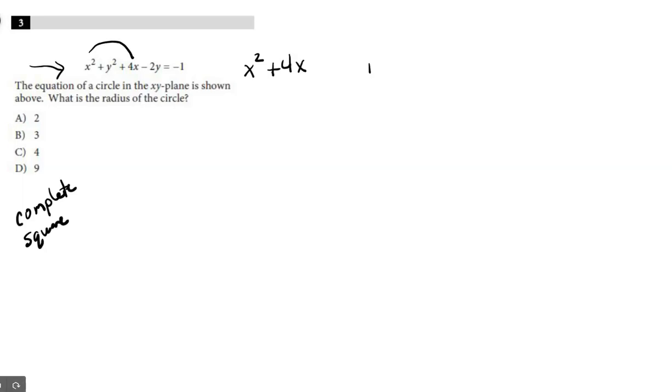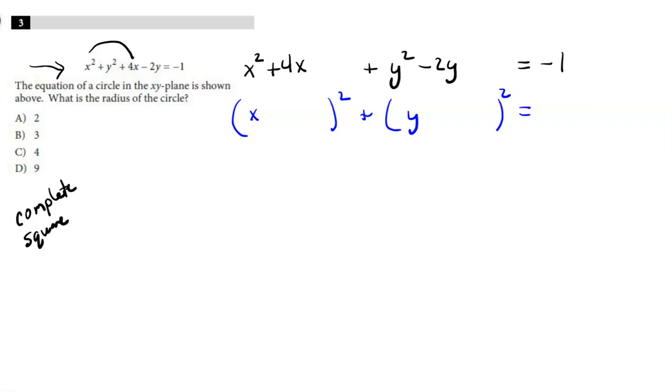And then I'm going to leave a space to complete the square. And then I'm going to do the y terms, y squared minus 2y, and I'm going to leave a space, equals negative 1. All right, what I'm hoping to do is get this thing into a format that looks a little bit more like what we need for the equation of a circle.